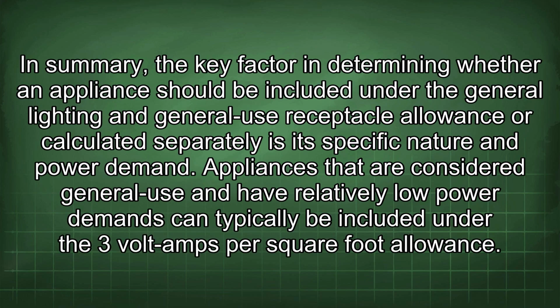In summary, the key factor in determining whether an appliance should be included under the general lighting and general use receptacle allowance or calculated separately is its specific nature and power demand. Appliances that are considered general use and have relatively low power demands can typically be included under the 3 volt amps per square foot allowance.